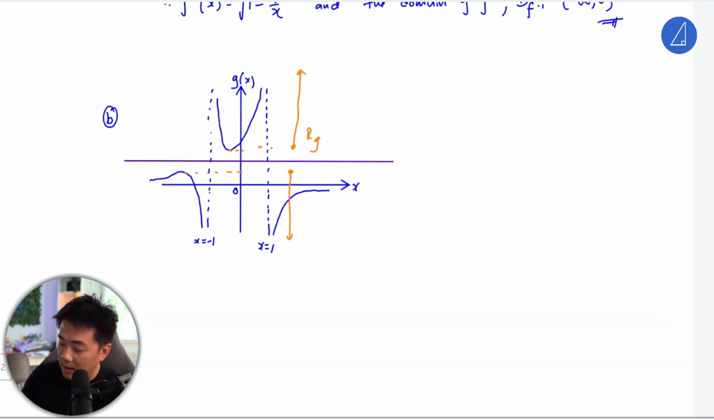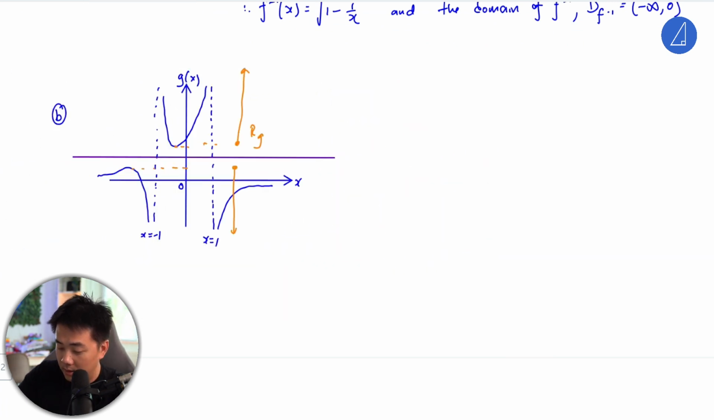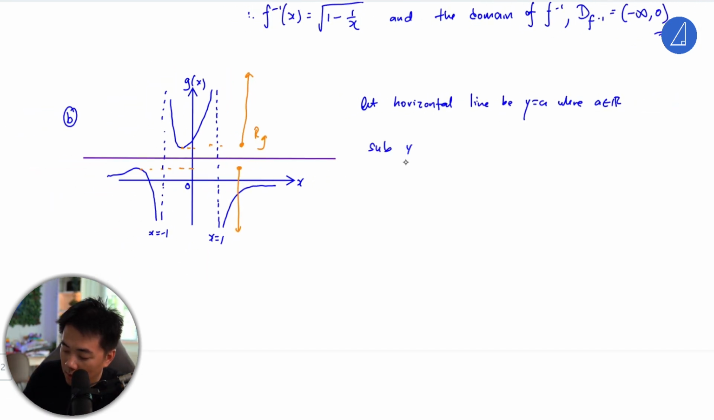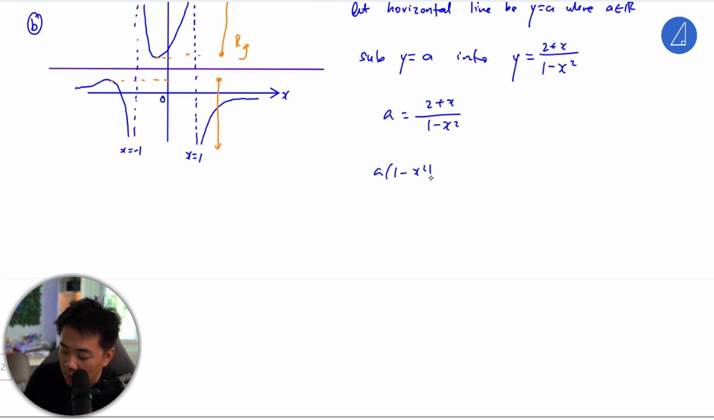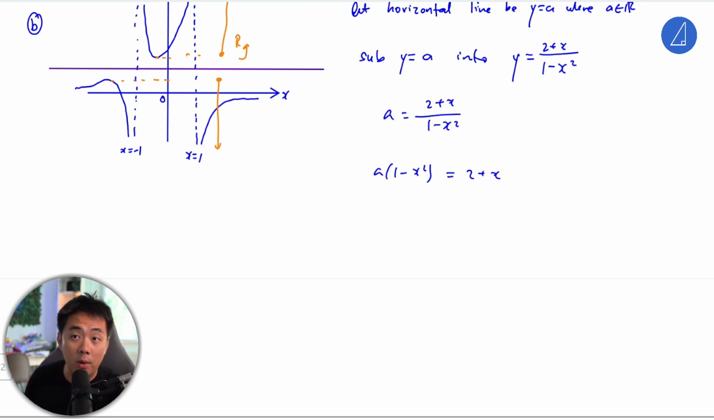So what we're going to do is take y equals to a value. Let the horizontal line be y equals a. Then I just substitute y equals a into the equation of g(x), which is (2 plus x) over (1 minus x squared). Then just solve this. Once done, we cross multiply. Now we want this to have real solutions because we want it to intersect. You know it's the discriminant because this is being reduced to a quadratic equation, not because you know from the get-go, but because when you solve this equation, it is quadratic. That's why we use the discriminant.